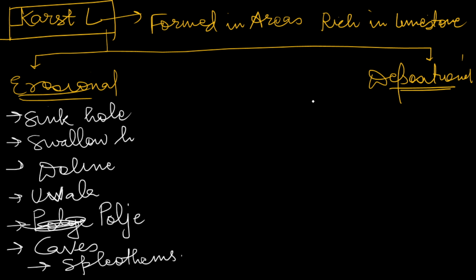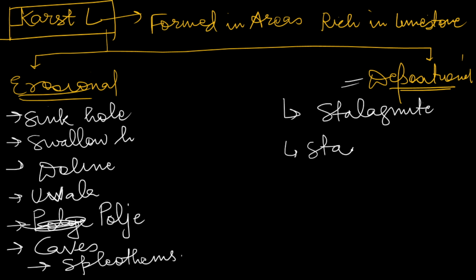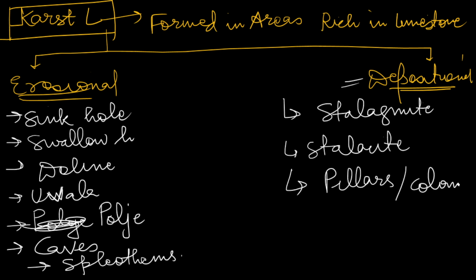Now we'll move to depositional. They are generally asked, these depositional ones. These are stalagmite. Then we have stalactite. Then we have pillars, or they are also known as columns. So these are the depositional and erosional karst landforms. So please do write and keep revising.